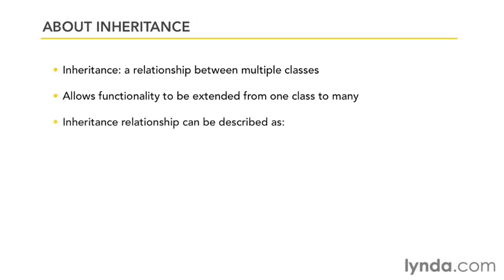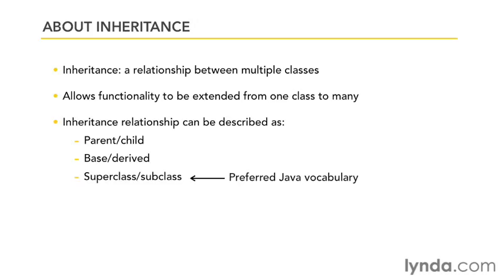There are a number of ways to describe an inheritance relationship, and they're just different vocabularies. You'll hear some developers describe the relationship as a parent-child relationship, where the parent has the functionality and the child is inheriting. You'll also hear the terms base and derived, where a base class has the functionality and the derived class is extending it. In the world of Java, the terms that are most commonly used are superclass and subclass. The superclass has the functionality and the subclass is extending the superclass. And again, each subclass in Java can only have one superclass.